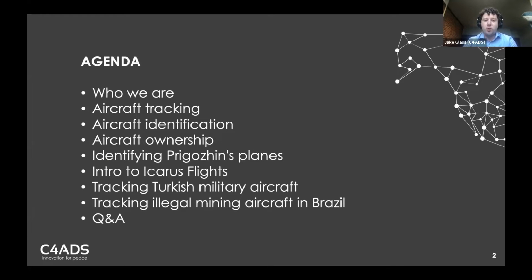So we'll just cover what C4ADS is really quickly, and then we'll jump into aircraft tracking basics. And we'll dive pretty deeply into how to track aircraft, how they are tracked, what aircraft transponders look like, how we identify aircraft, and how we look up ownership information. And then we'll do some practical examples, which Eva will share with us. And then we'll show you Icarus Flights and dive into that tool with some live demos that we're excited about.